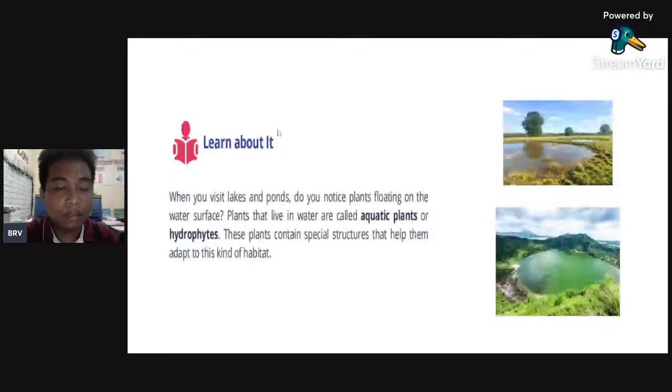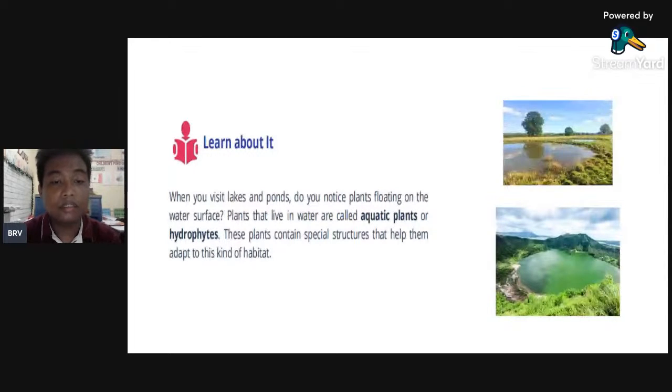Okay, when you visit lakes and ponds, do you notice plants floating on the water surface? So, who among you here have been to lakes, have been to ponds? Have you observed something? Yung mga sagbot dito, diba? So, plants that live in water are called aquatic plants or hydrophytes.